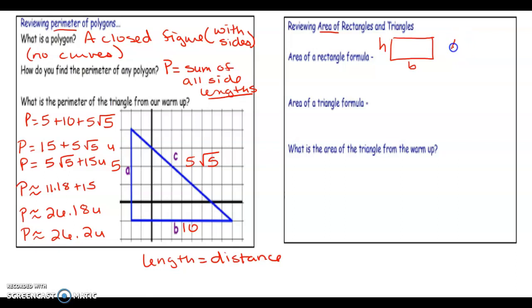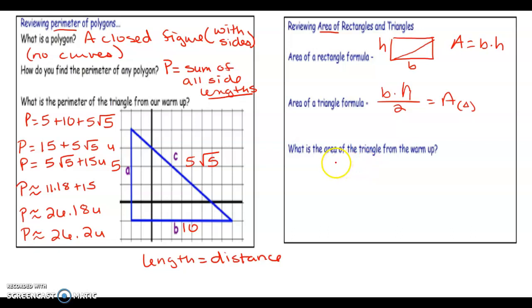Height. My area is base times height. Now when I think about a triangle, all I have to do is think about, if I were to draw a diagonal in, it would create two congruent triangles. So that's why every triangle is base times height divided by 2. That's going to be the area of a triangle.